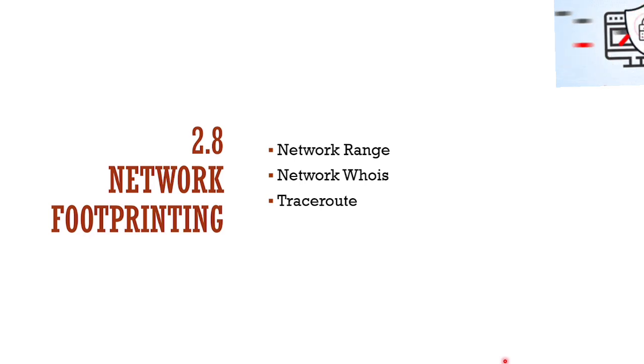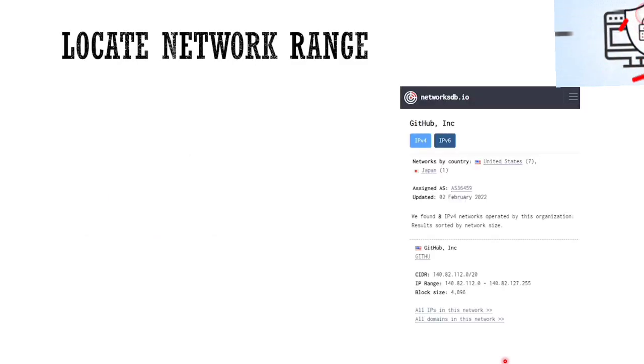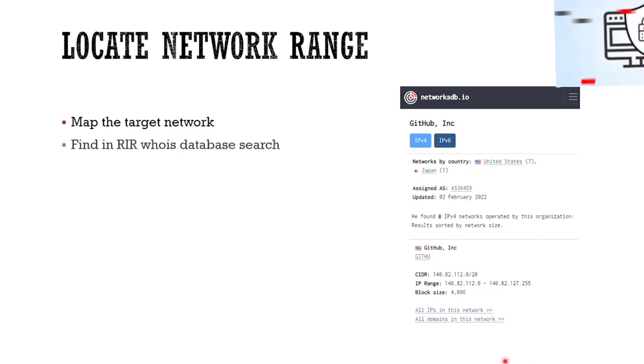If you're going to remotely hack a site, it's good to know about the network that they're on and how to get to that network. So let's talk about network footprinting. First of all, we want to locate what public IPs do they use? What network ranges do they use? We want to map the target network. We want to find their network, their public network addresses, and we can look in the local regional internet registry, the RIR. We can do a whois search for that.